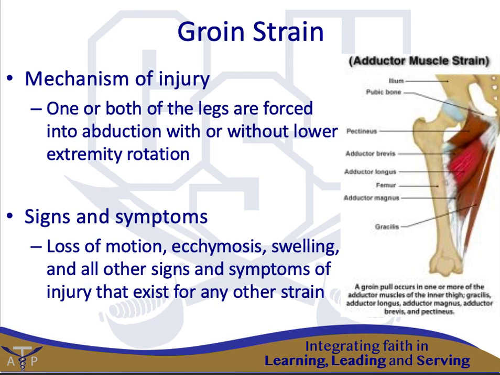So a mechanism of injury for a groin strain is the leg is forced into abduction with or without lower extremity rotation. The foot may or may not be planted on the ground when the injury occurs. So when we look at signs and symptoms for a groin strain, again, like typical strains, they're going to have a loss of range of motion. They may have ecchymosis, swelling in the area, and other signs and symptoms such as pain, point tenderness in the area of the adductor muscle that is strained.